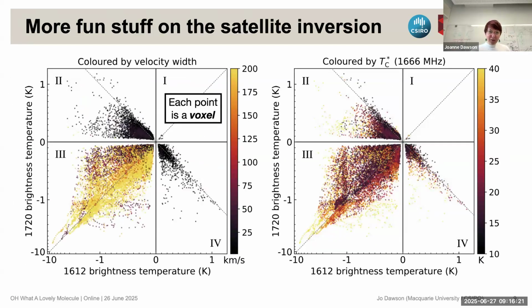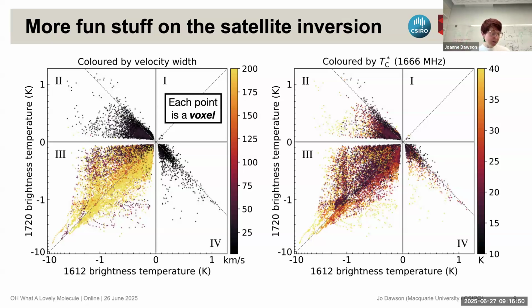So, more fun stuff on the satellite inversion. If you care about such things, you can go through the cube and look at the statistics of where you're seeing different senses of the satellite lines in emission or absorption. So let's have a look here. What I've plotted here is something a bit simple: I've looked at just voxels, so position-velocity pixels within my 3D cube. I haven't fitted components. I haven't extracted clouds or lines. I've just looked at pixels.